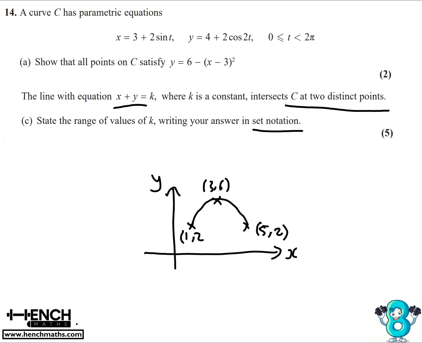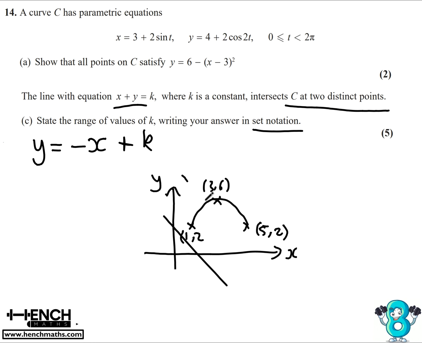So let's consider this. x plus y is equal to k. If we make y the subject, that's y equals negative x plus k. Now I know what negative x plus k roughly looks like. It's a straight line with a negative gradient, and it's going to go through at k. So I'm going to draw some examples of what this might look like. For example, if it looked like this, it's not going to cross the curve at all. There'll be no intersection points.